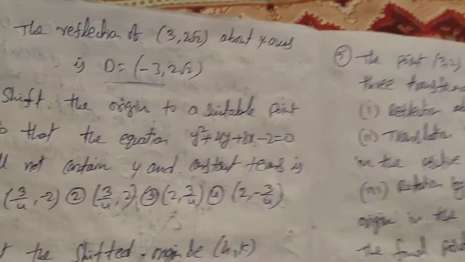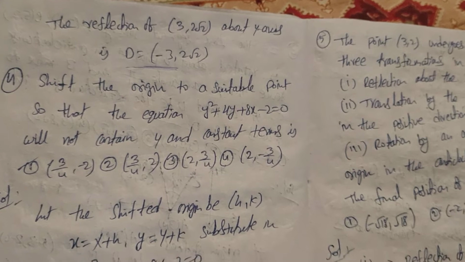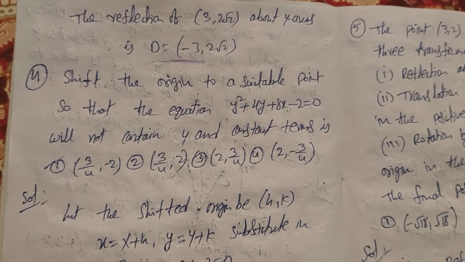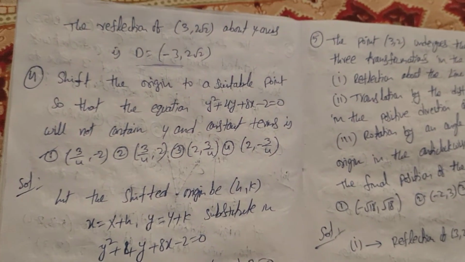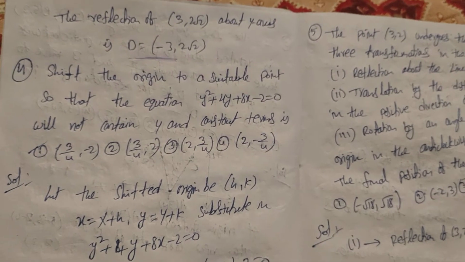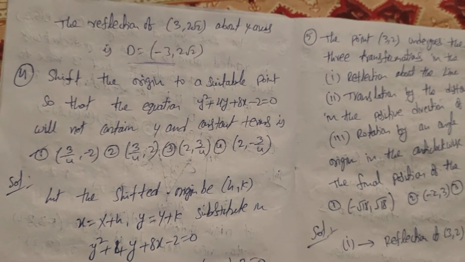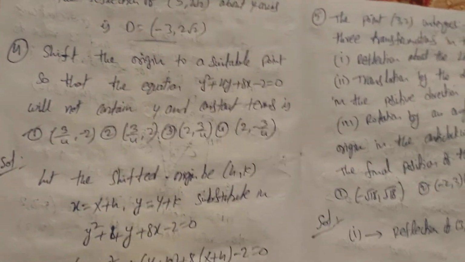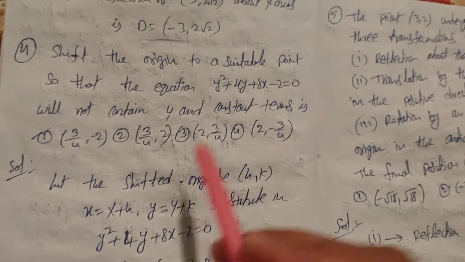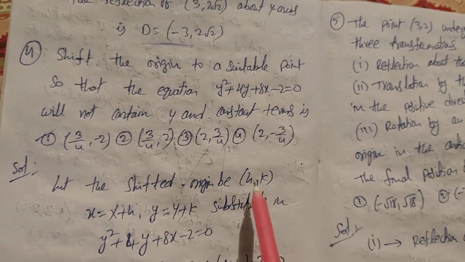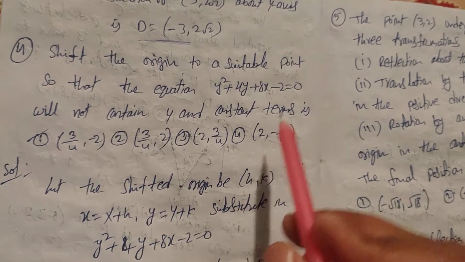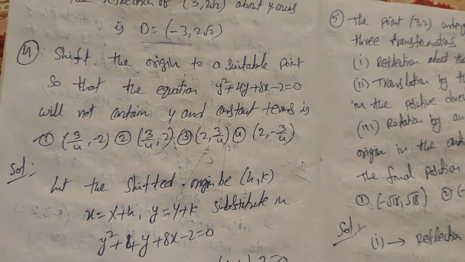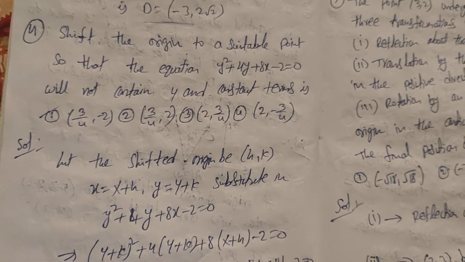Next question. Shift the origin to a suitable point so that the equation y square plus 4y plus 8x minus 2 is equal to 0 will not contain y and constant terms. So he is asking for the point h comma k. In the general procedure, you proceed and make the y coefficient and the constant term equal to 0, then you get the value of h comma k. Now we are going through that procedure. Let the shifted origin be some h comma k. Then this is the original equation in terms of small x comma y. So now replace small x by x plus h and y by y plus k.